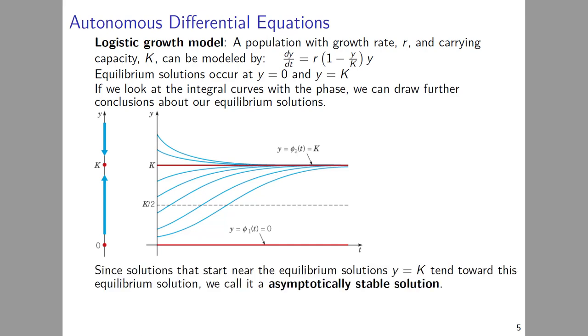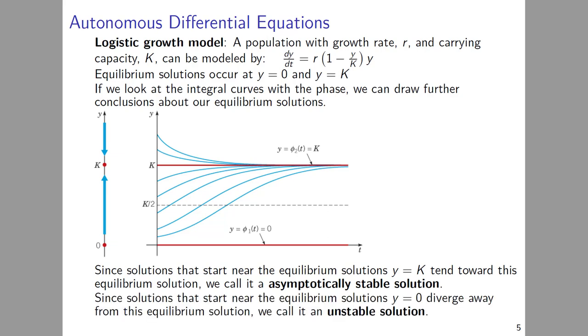Since solutions that start near the equilibrium solution y equals k tend towards this equilibrium solution, we call it an asymptotically stable solution, because any solution that starts nearby k will either tend up or tend down towards that solution k. On the other hand, since solutions that start near the equilibrium solution y equals 0 diverge away from this equilibrium solution, we call it an unstable solution.